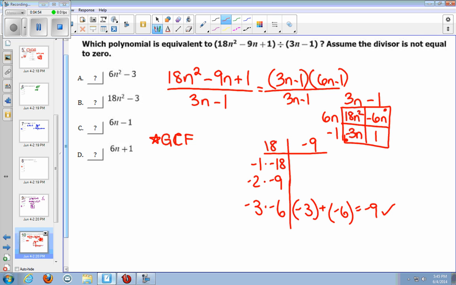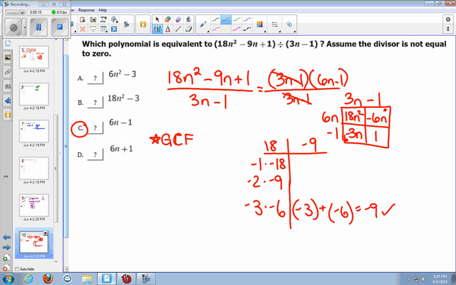Now what we do know about multiplicative inverses is that if I am using a division like this and I have the same thing on the top and the bottom, they cancel out to be 1. So the answer that I'm looking for is 6n minus 1, because that is what remains after we cancel out the top and the bottom that are the same.